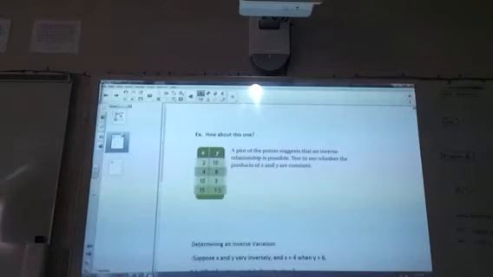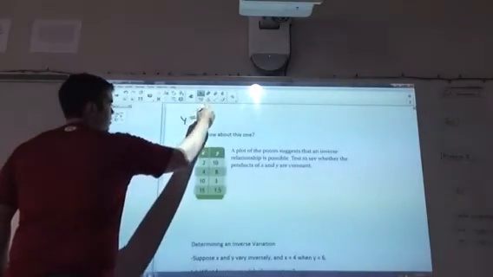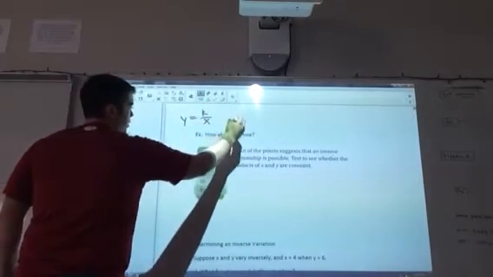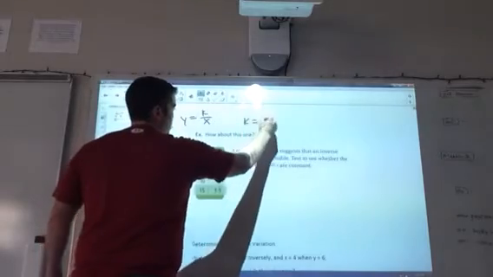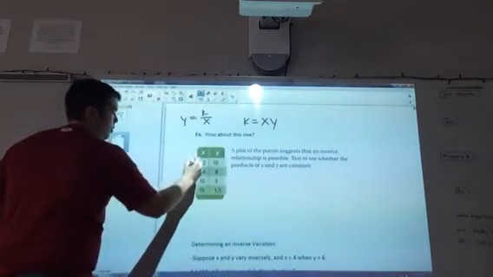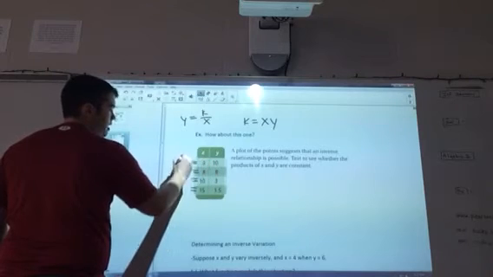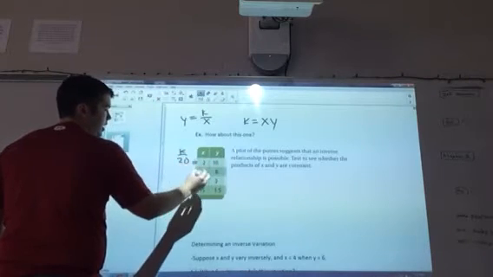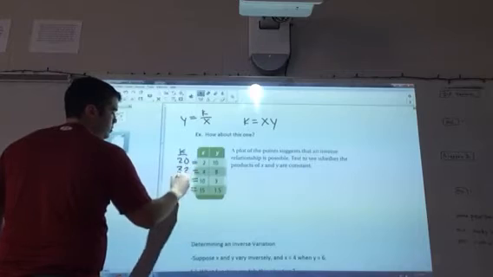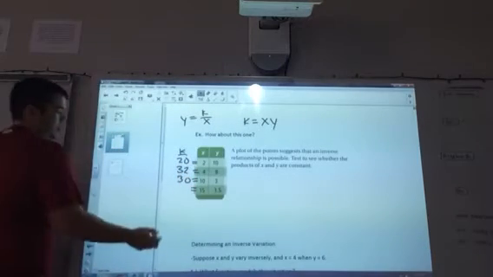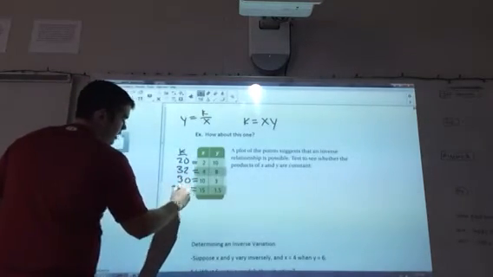How about this one? So a plot of the points suggests that an inverse relationship is possible. Test to see whether the products of x and y are constant. So again, there's inverse variation, we want to check and make sure that the k value is always equal to x times y. So in this first one, your k value is going to be 2 times 10, which is 20. Second one, 4 times 8, 32. 10 times 3 is 30. 15 times 1.5, 22 and a half.